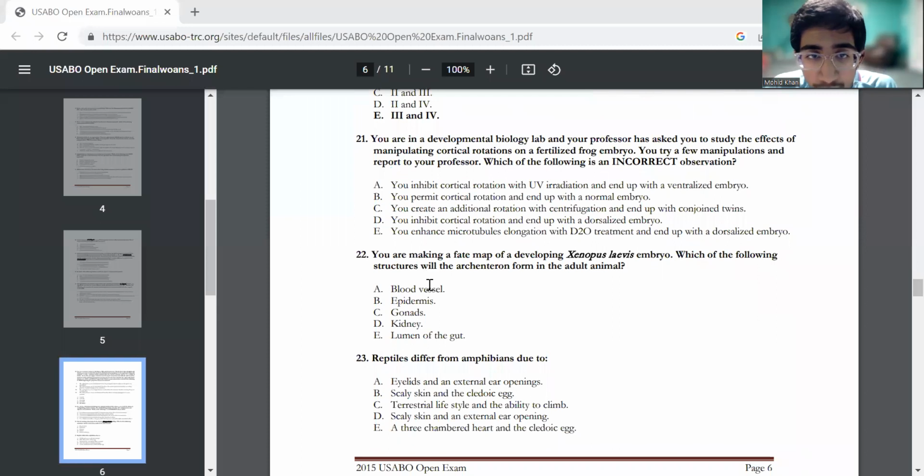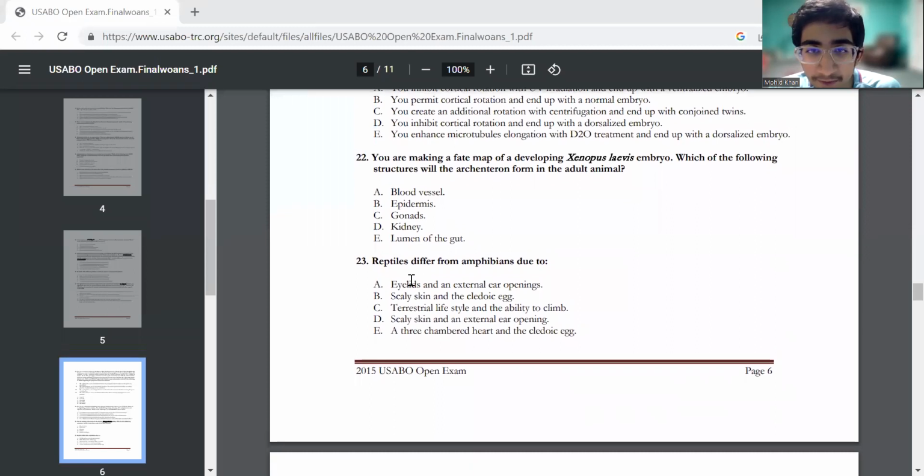All right, number 22. You are making a fate map of a developing Xenopus laevis embryo. Which of the following structures will the archenteron form in the adult animal? All right, so this one is actually quite an easy question because if you know what the archenteron is, this just becomes so much easier. The archenteron is kind of like a precursor to the gastrointestinal system. So because the lumen of the gut, which is something I remember from cows, is definitely part of the gastrointestinal system, that is going to be the correct answer. All of these other ones like blood vessels, epidermis, they're not part of that system, so they're not going to be the correct answer. So that's why the answer would be E.